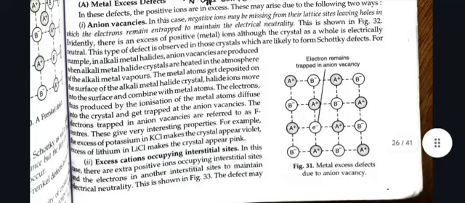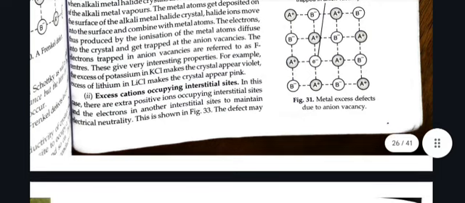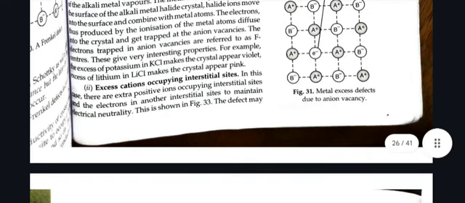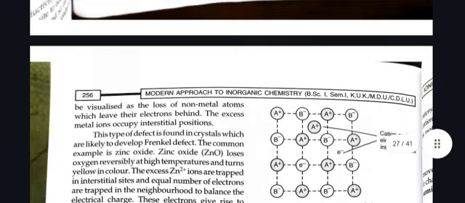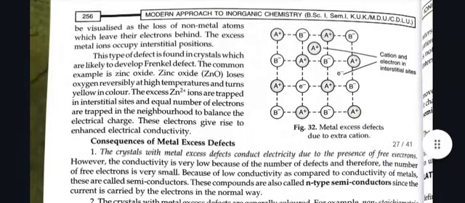Second, excess cations occupying interstitial sites. In this case, there are extra positive ions occupying interstitial sites and electrons in other interstitial sites to maintain electrical neutrality. This is shown in figure 33. These defects may be visualized as the loss of non-metal atoms, which leave their electrons behind. The excess metal ions occupy interstitial positions. This type of defect is found in crystals which are likely to develop Frenkel defect. The common example is zinc oxide.